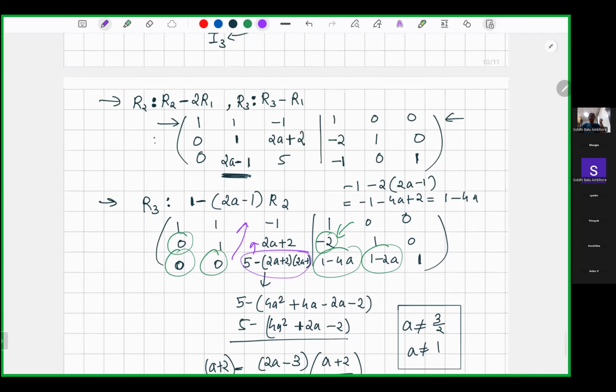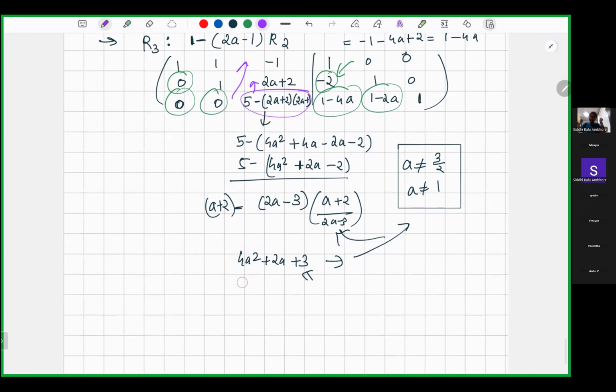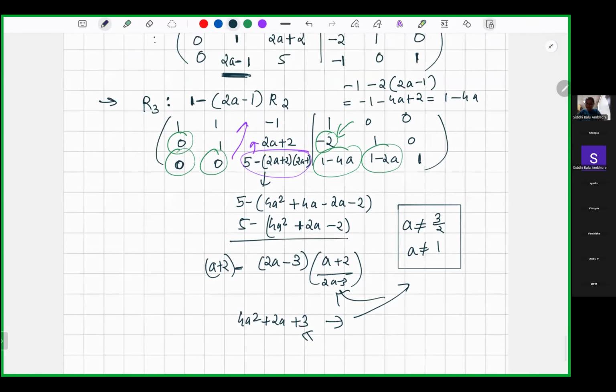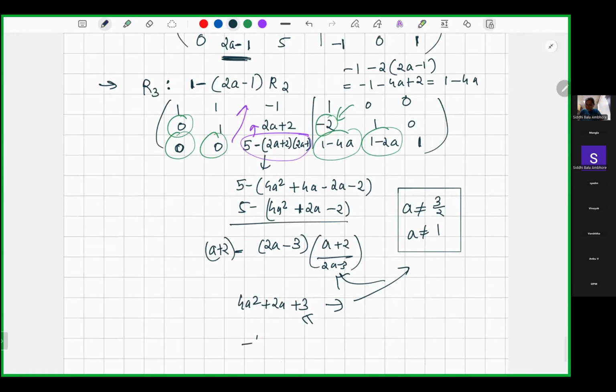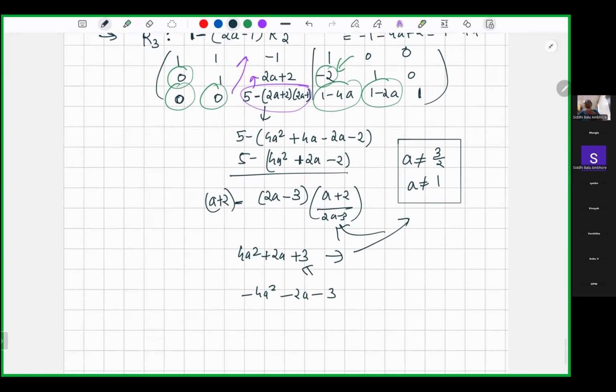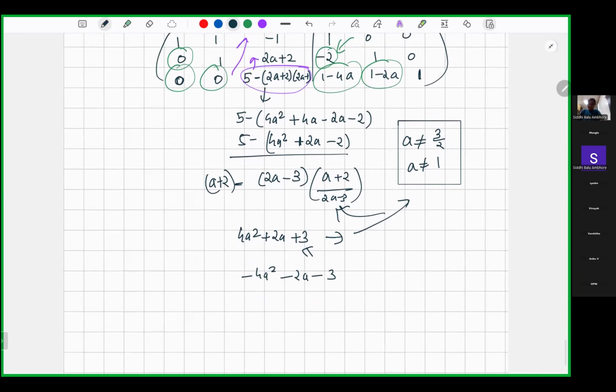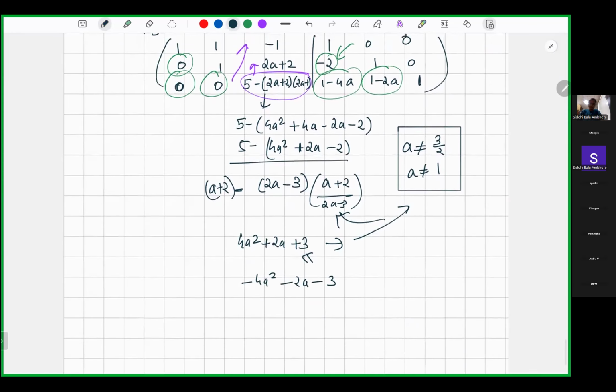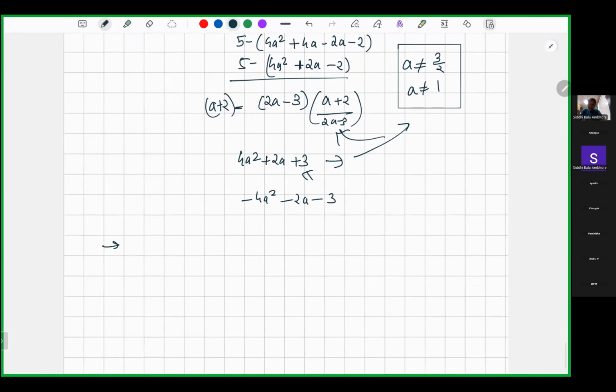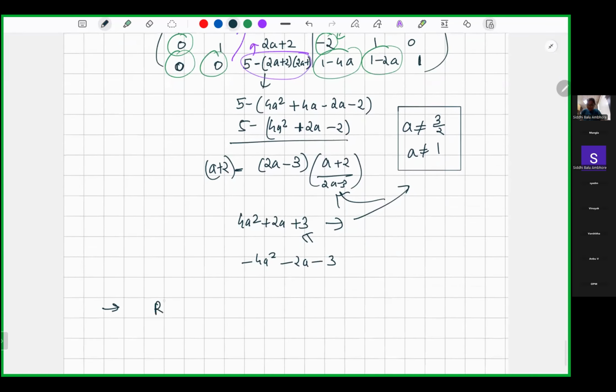Or we can solve this actually, but let us solve. This is minus 4a square minus 2a minus 3. If I have made any mistake, please feel free to point that out. It was 4, then 2. Yeah, it was fine. So I feel it is fine. But if there are any errors, then we can just do this, R3 going to 1 by this 4a square minus 2a minus 3.